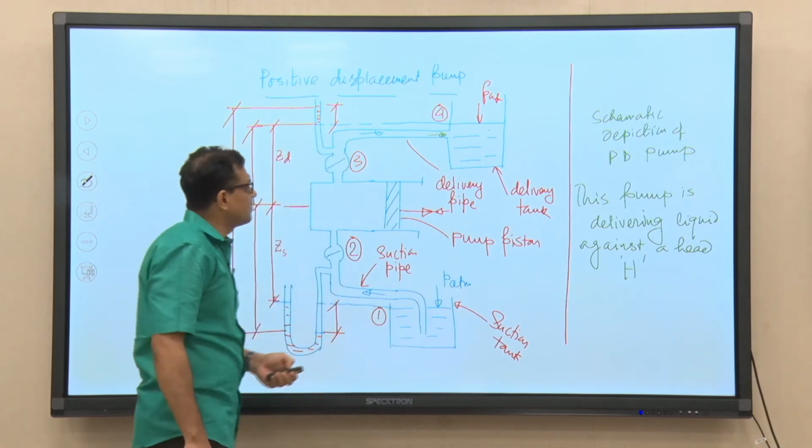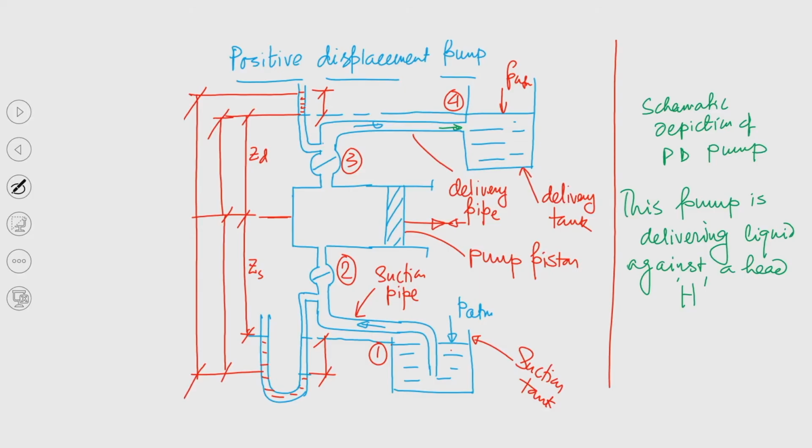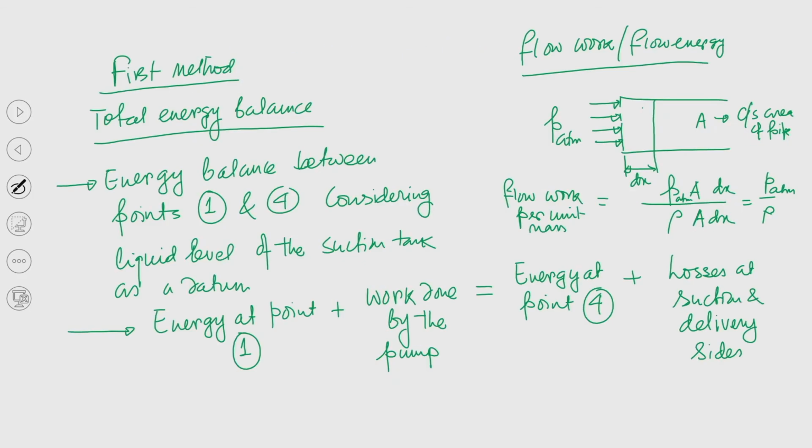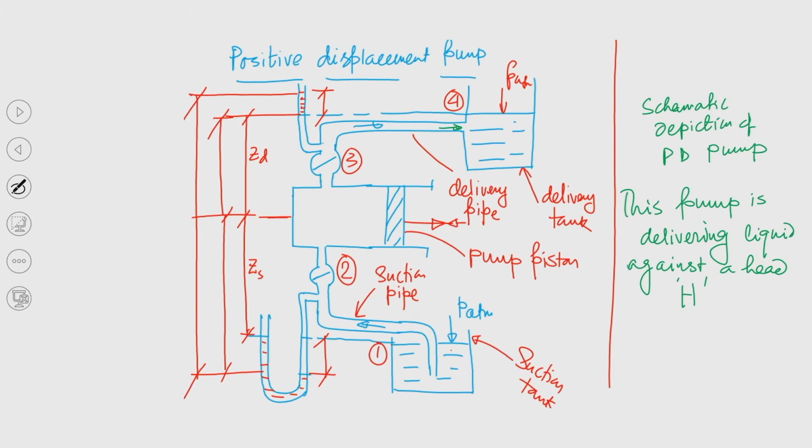So, we can write simply that the work energy available at point 4 per unit mass of the flowing fluid is nothing but P ATM by rho plus some quantity. Why will this quantity be there? Say the distance between point 1 and point 4 is Zs plus Zd. We are trying to lift liquid from point 1 to point 4, so some energy will be stored because of this height difference. That is the potential energy.